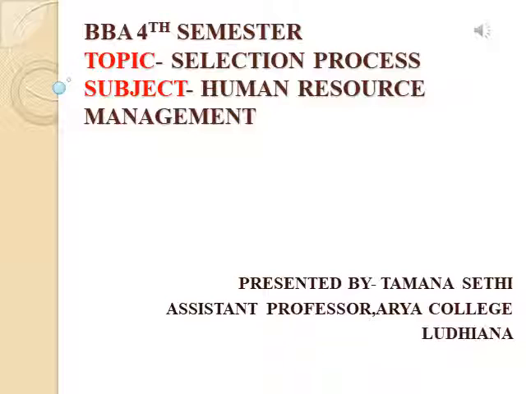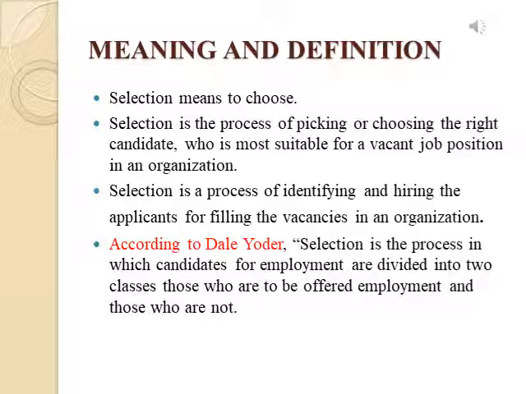Today, in this video, we are going to talk about the topic selection process from the subject human resource management. Meaning and definition. Selection means to choose. Selection is the process of picking or choosing the right candidate who is most suitable for a vacant job position in an organization. Selection is the process of identifying and hiring the applicants for filling the vacancies in an organization.